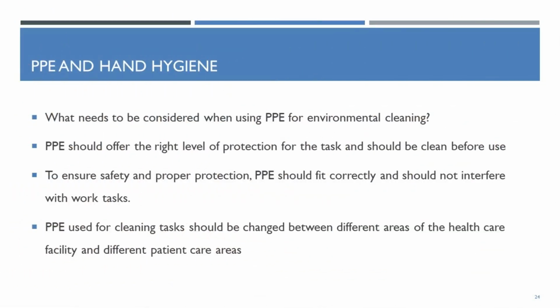So let's look at personal protective equipment and hand hygiene. The question is, what needs to be considered when using PPE for environmental cleaning? Personal protective equipment should offer the right level of protection for tasks and should be clean before use. To ensure proper safety and protection, PPE should fit correctly and should not interfere with the work task. So if your hand size is, for instance, 6, you shouldn't be wearing size 8 gloves. Or if it is 7, you should be wearing size 6 gloves. Neither should it be tight, nor should it be hanging around.